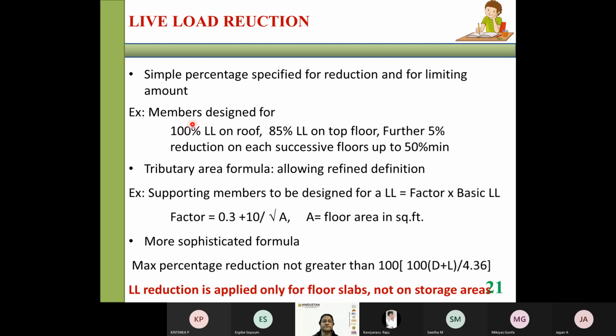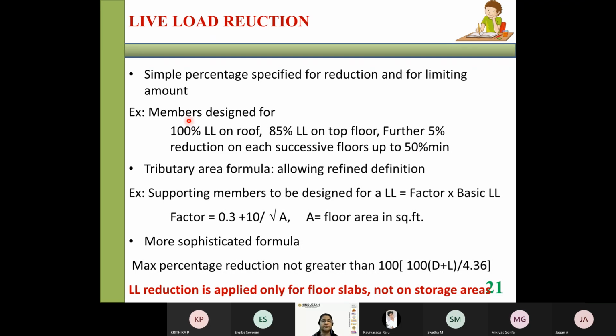Suppose I am taking 4 kilonewton per meter square as live load on the roof. I can take the 100% live load, that means the full 4 kilonewton per meter square. But when it is coming down, I can even have a reduction: 85% live load on the top floor, and a further 5% reduction on each successive floor, up to a minimum of 50%.